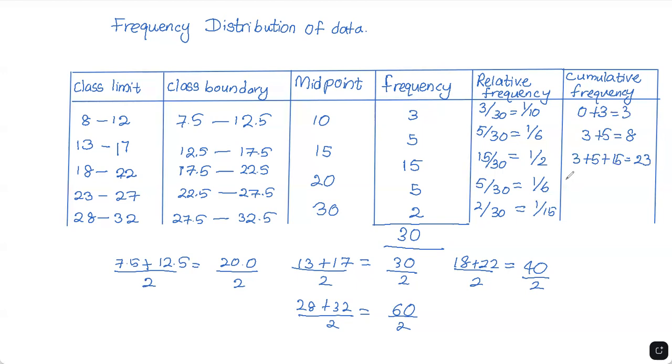And for the fourth class, 3 plus 5 plus 15 plus 5, which is 28. And for the last class, 3 plus 5 plus 15 plus 5 plus 2, which is 30. So the cumulative frequency for the last class should be equal to the total frequency. Our total frequency is 30, and the cumulative frequency for the last class should be the total frequency. It's 30, right? So this is how you construct the frequency distribution table.